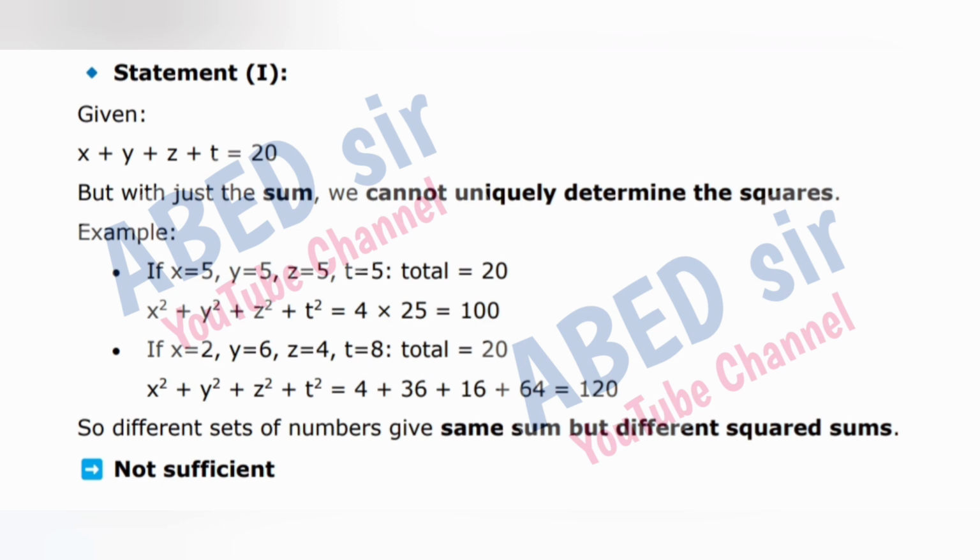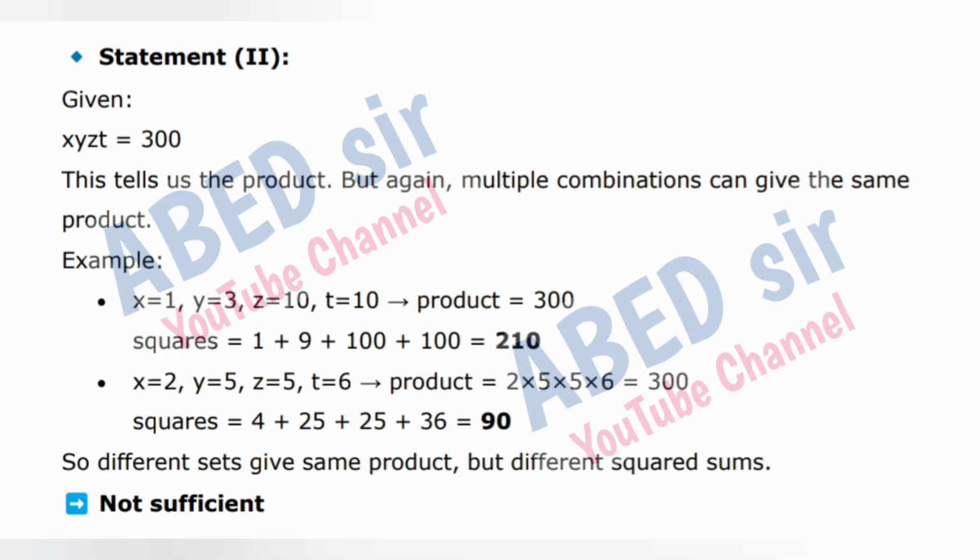x² + y² + z² + t² = 4 times 25 = 100. If x = 2, y = 6, z = 4, t = 8, total = 20. x² + y² + z² + t² = 4 + 36 + 16 + 64 = 120. So different sets of numbers give the same sum but different squared sums. Not sufficient.